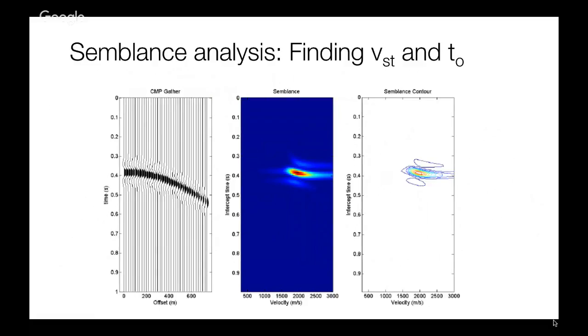This type of analysis is called semblance analysis, and it's a very common way of trying to pick those best fitting stacking velocities and intercept times.